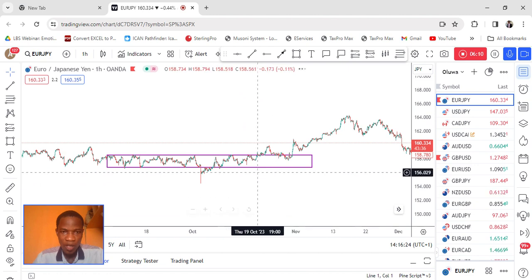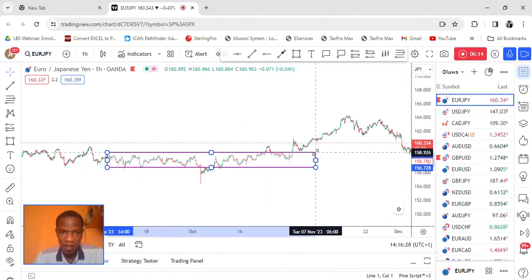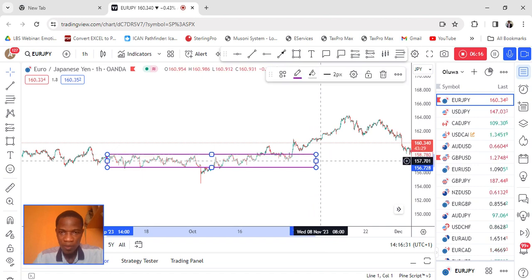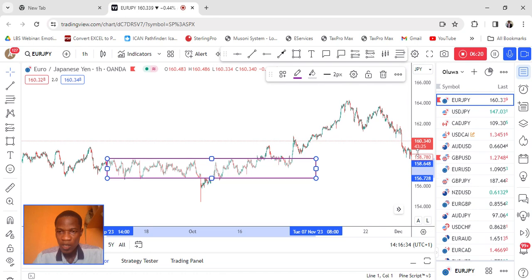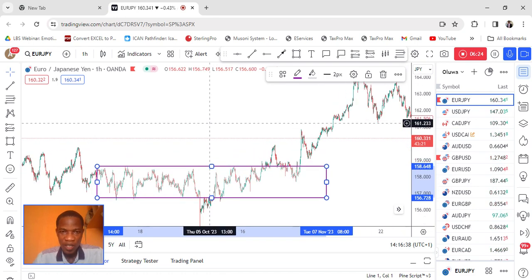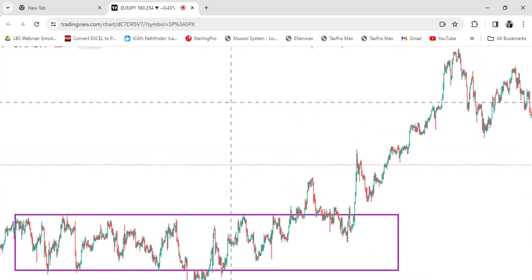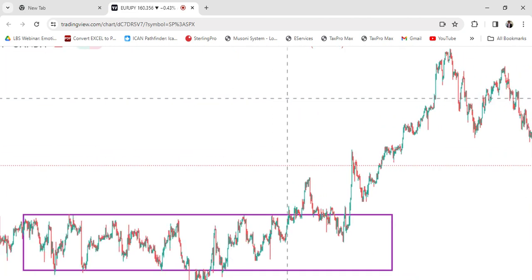So this is 1 hour candlestick, that is the lower time frame. We draw this on 4 hours. So this is 1 hour candlestick. As you can see from here, this particular trend of this market was in uptrend.